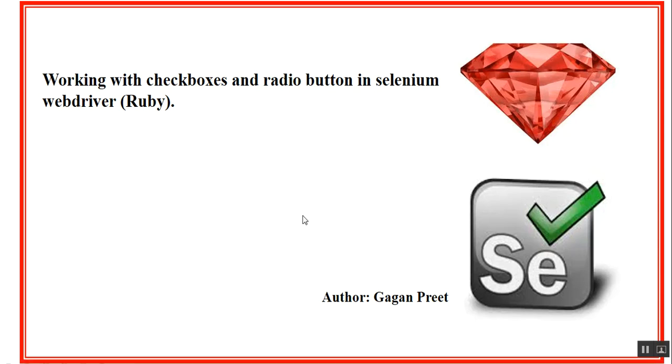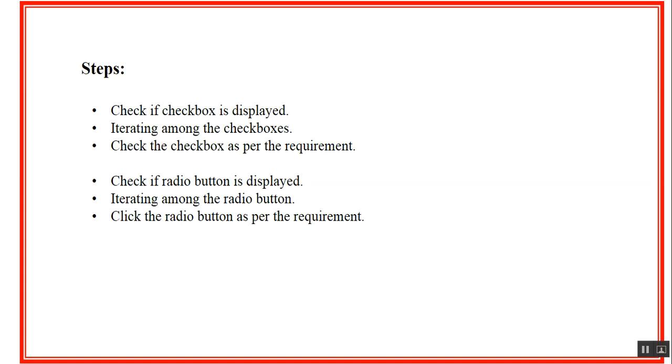So we'll just see the agenda. We are going to check for checkboxes. In this first check, we are going to check if a checkbox exists. If it exists, we'll iterate among all the checkboxes, the values that are given in the checkbox, and we'll check one value in the checkbox. Let's say I have 10 values given for a set of checkboxes, and I will check one out of the 10.